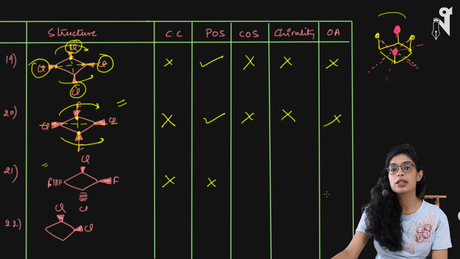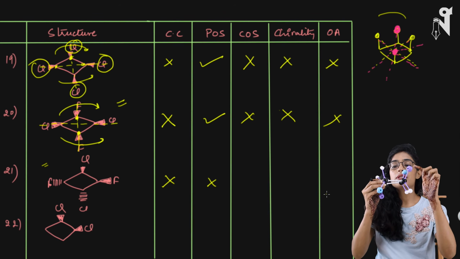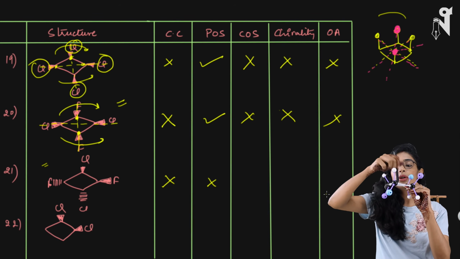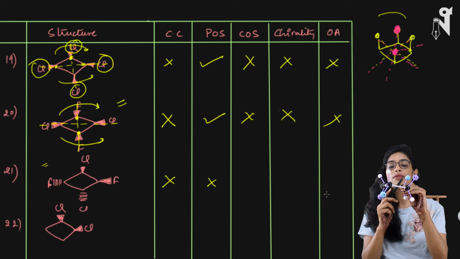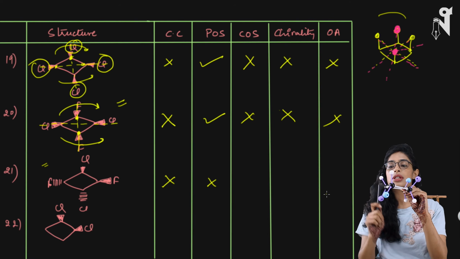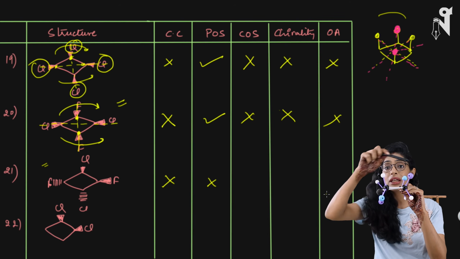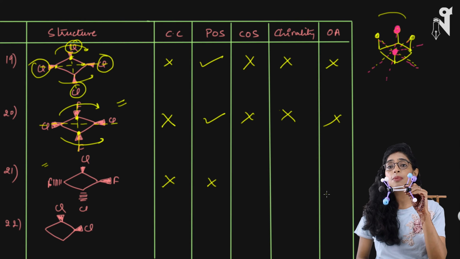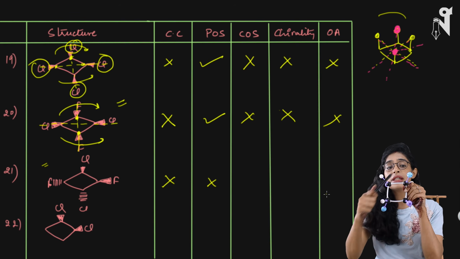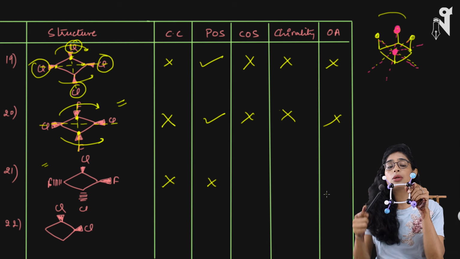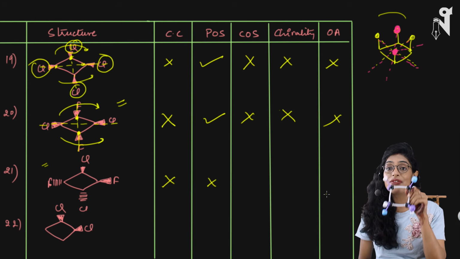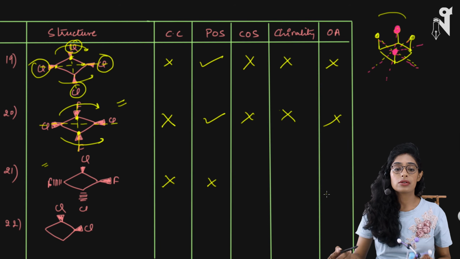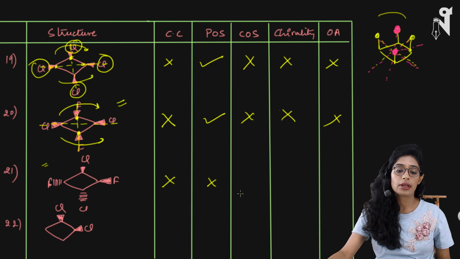Now let's see whether it has COS or not. If I pass a line through the center, do I have an equal and opposite group? Yes. This chlorine is opposite to this chlorine. This fluorine is opposite to this fluorine. This hydrogen is opposite to this hydrogen, and this hydrogen is opposite to this hydrogen. So basically, every single line passing through the center is giving the exact same group in the equal and opposite direction. So this definitely possesses COS, and COS in all the directions. So COS is present. Yes.